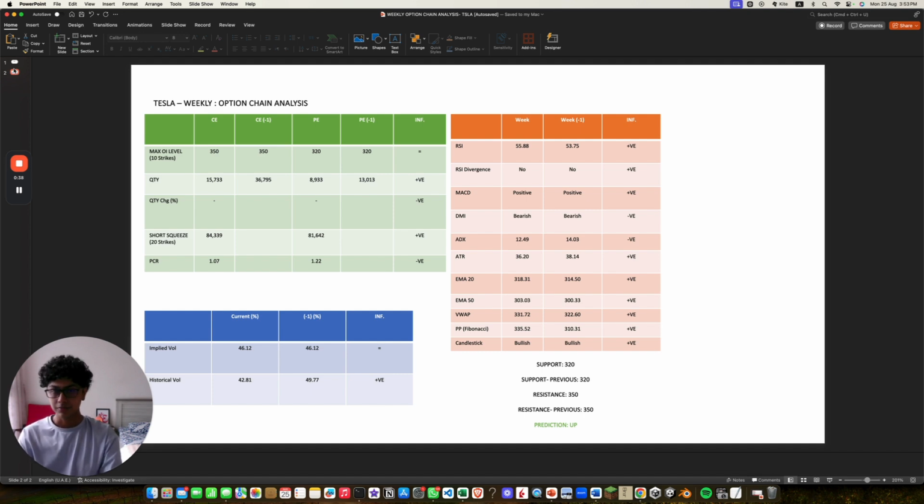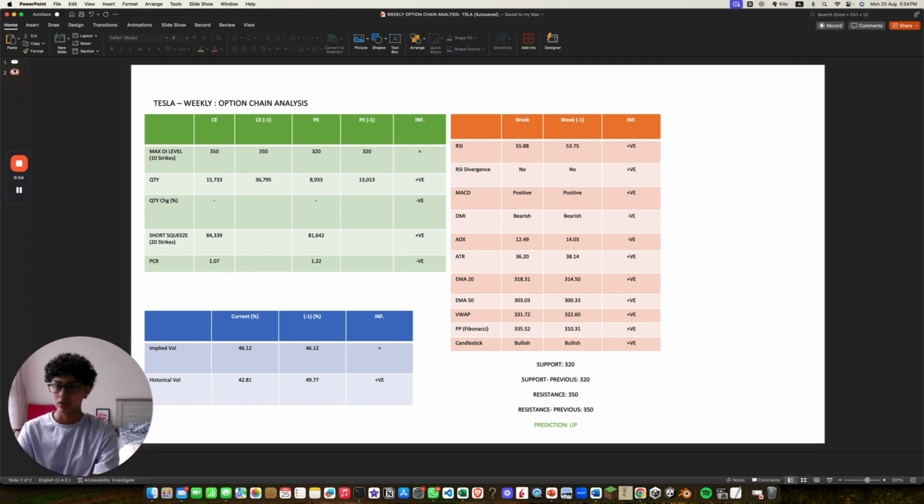RSI is higher, that's positive. There's no divergence, that's positive. MACD is positive. DMI is bearish, that's negative. ADX is lower, that's negative. ATR is lower, that's positive. EMAs are both higher, that's two positives.